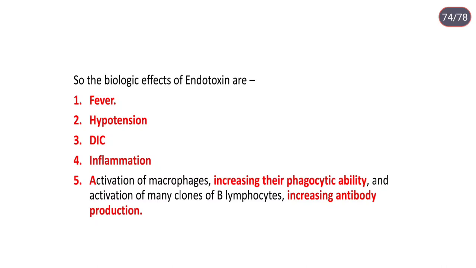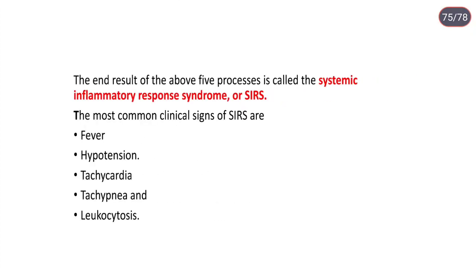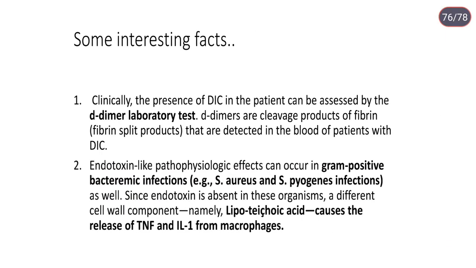Okay, so these three mechanisms cause five biologic effects. First one is fever by interleukin 1, then hypotension, which is caused by tumor necrosis factor, nitric oxide, histamine, bradykinin, then DIC formation by tissue factor, then inflammation by the tumor necrosis factor and the interleukins released by the macrophage. And whenever the macrophage gets activated, it causes phagocytosis as well as the activation of B cells, which leads to production of antibody. The initial of these five biologic processes actually leads to a response termed systemic inflammatory response syndrome, which is characterized by fever, hypotension, tachycardia, tachypnea, and leukocytosis.